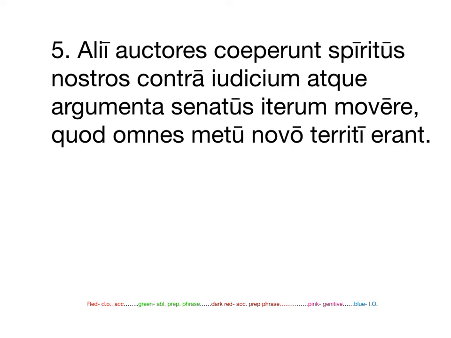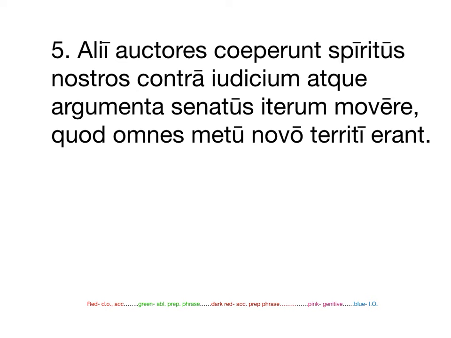That should be easy vocab-wise. Contra is against. They moved our spirits against an accusative, and that accusative looks like it's going to be iudicium, against the judgment and arguments. That should be easy too. So both of those, judgment and arguments, are the object of contra.